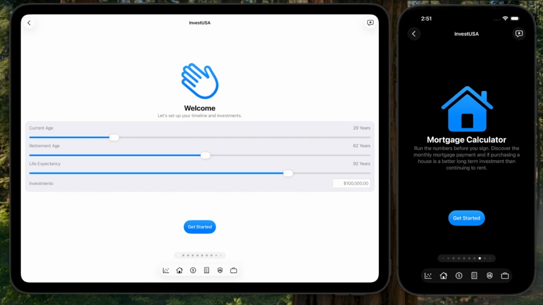So in the scenario I've made up today, we're a 29-year-old, we're going to retire at 62, we're living till 92, and we saved up $100,000 for that down payment. Now what do you do? So we're going to go to the mortgage calculator first.